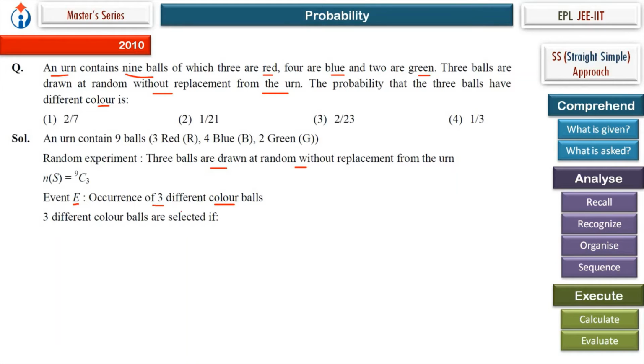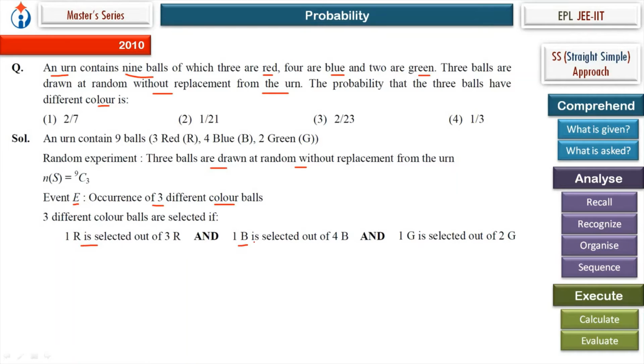Now 3 different color balls are selected if, so we recognize, 1 red is selected out of 3 red, and 1 blue is selected out of 4 blue, and 1 green is selected out of 2 green. So this and this and this. And we know from the principle of multiplication how to count them. If we find the number of ways of doing this, this, and this, then as 'and' is involved there, we multiply them.